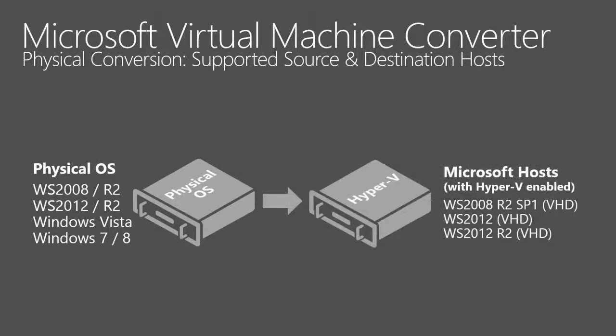But once you've started that conversion, you can move those across to Hyper-V, either of these editions. So 2008 R2 SP1, or later, 2012 and 2012 R2. And you'll notice in the brackets after each of those operating systems, it just says VHD. Even though some of the later versions of Windows Server and Hyper-V support VHDX. So as it stands, MVMC will convert to a virtual hard disk, a VHD, not a VHDX, for physical conversion. So just something to bear in mind.